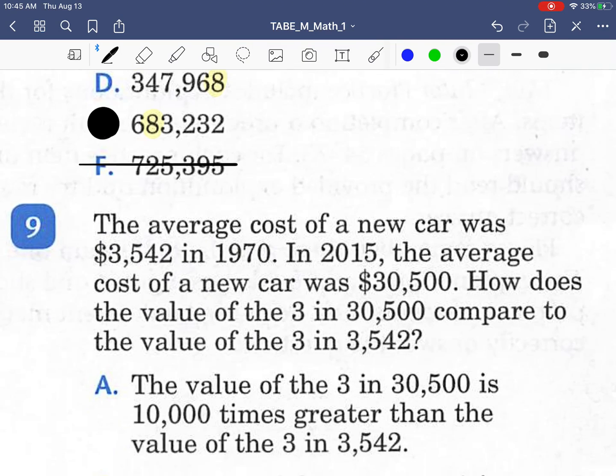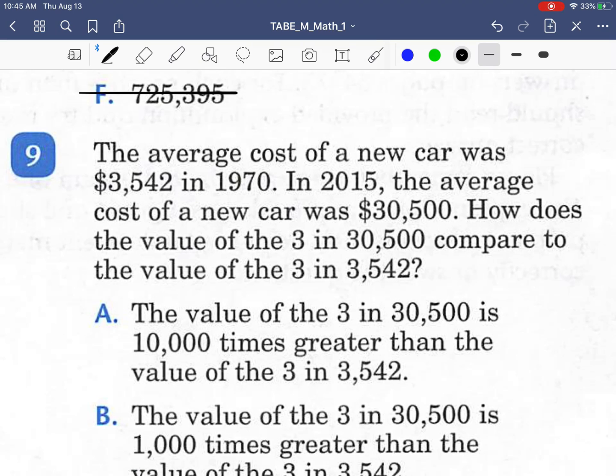Number 9. The average cost of a new car was $3,542 in 1970. In 2015, the average cost of a new car was $30,500. How does the value of the 3 compare in those 2 amounts?